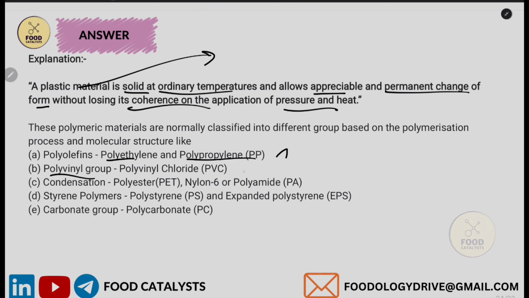Under the polyvinyl group we have PVC. And under the condensation polymers we have PET and nylon, which is a polyamide. Under the styrene polymers we have polystyrene and expanded polystyrene. And finally, in the carbonate group we have polycarbonate. So these are the important polymeric films which we are using in food packaging.